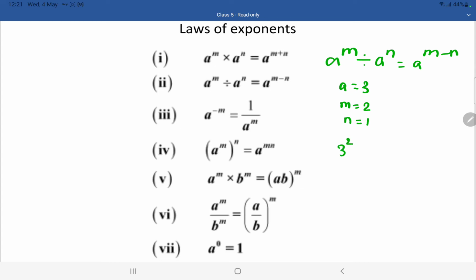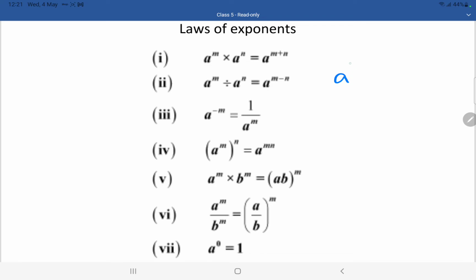So 3 power 2 divided by 3 power 1 is equal to, if you see here it is minus. In the before case, when it is multiplying, you have done plus. Remember that when it is multiplication, it is plus. When it is division, it is subtraction. So what you will do? 3 power 2 minus 1, which is equal to 3 power 1. Okay. 2 minus 1 is 1, right? So 3 power 1. Coming to the third law of exponent.